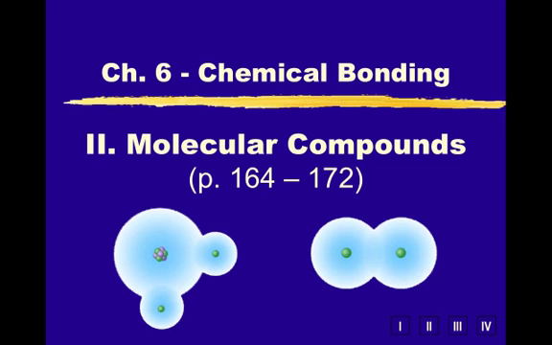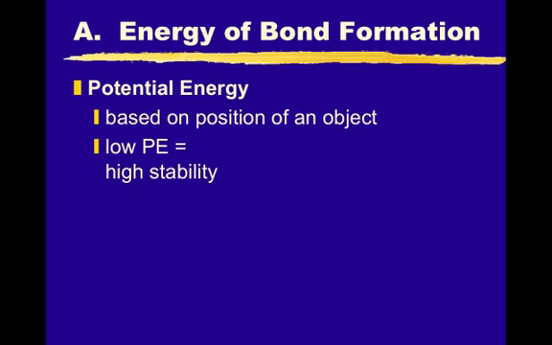Part 2 of Chapter 6, or Section 2 of Chapter 6, I'm going to talk about molecular compounds and ionic compounds. Just a little bit of a review. You should remember that in molecular compounds, electrons are shared, and molecular compounds form between two non-metals. Alright, let's talk about the energy of bond formation, because in molecular compounds we actually have chemical bonds forming.